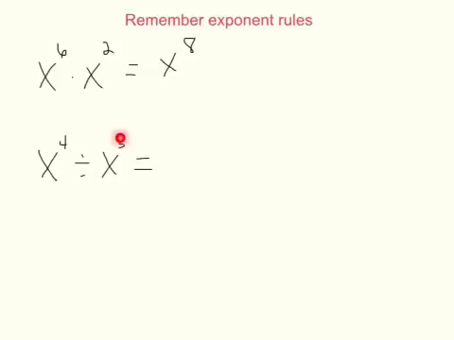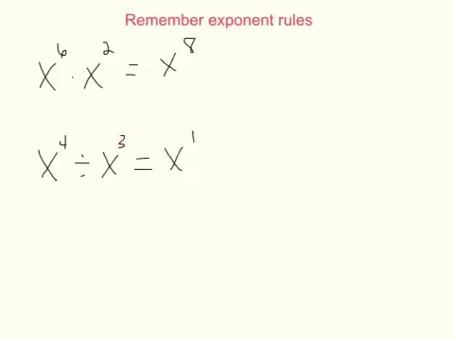So let's remember the old exponent rules. When we were multiplying terms, x to the 6 times x squared, we would add our exponents, right? So multiplying terms, just add the exponents, so we get x to the 8th. When we divided our terms, so x to the 4th divided by x cubed, we would subtract our exponents. So we have x to the power of 1, or just x.